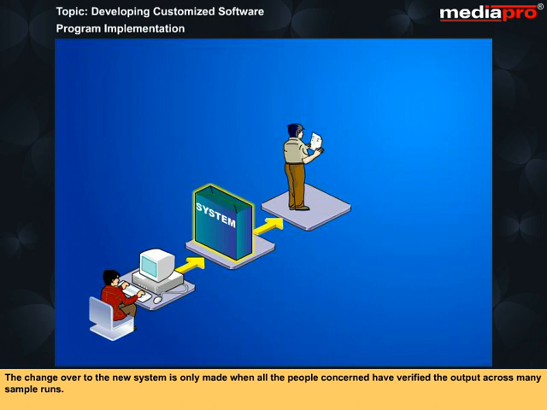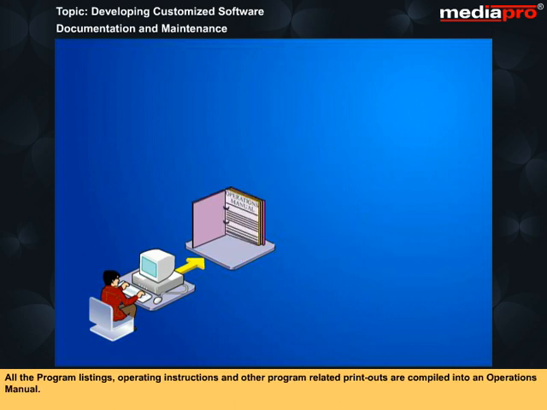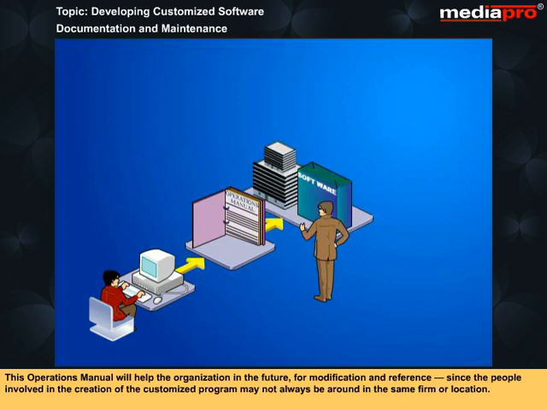The changeover to the new system is only made when all the people concerned have verified the output across many sample runs. Once the program switchover is done, documentation is of prime importance. All the program listings, operating instructions, and other program-related printouts are compiled into an operations manual. This operations manual will help the organization in the future for modification and reference, since the people involved in the creation of the customized program may not always be around in the same firm or location.